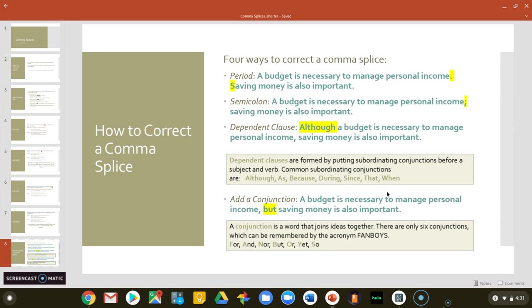And then lastly, a fourth way to correct a comma splice is to add a conjunction. So we would have, a budget is necessary to manage personal income, but saving money is also important. So we could add a conjunction with the comma. That's important. You need both the comma and the conjunction, and that will fix your sentence. Conjunctions are words that can join sentences together, and you can remember them by the acronym FANBOYS. They are the words for, and, nor, but, or, yet, and so. And you can see in the sample that we used the word but. So overall, that's four ways to correct comma splices in your writing.